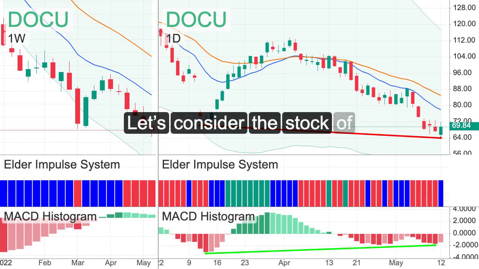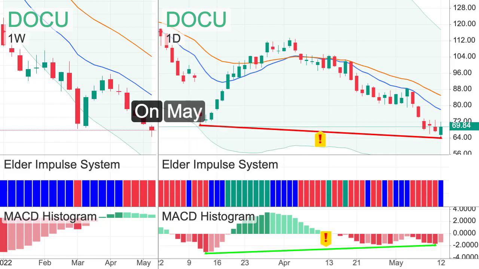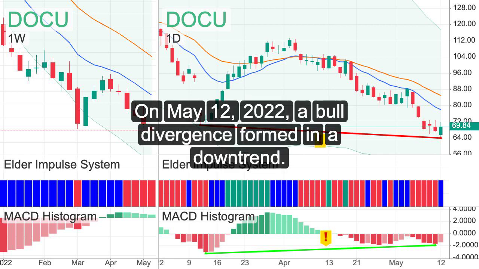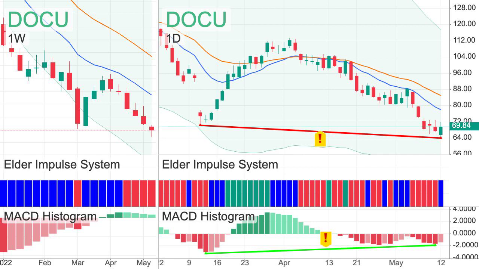Let's consider the stock of DocuSign Inc. On May 12, 2022, a bull divergence formed in a downtrend. This is a strong buy signal. There is a first light bar on the histogram. Are you ready to submit a buy order?